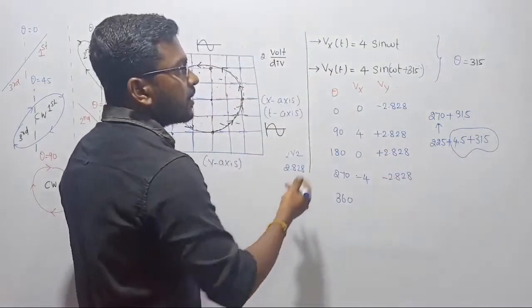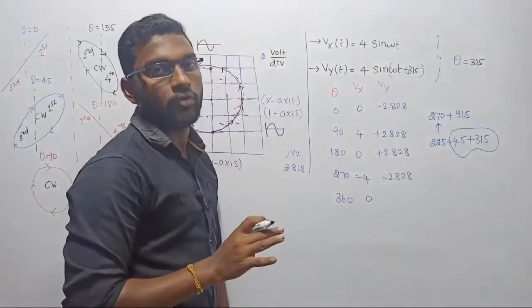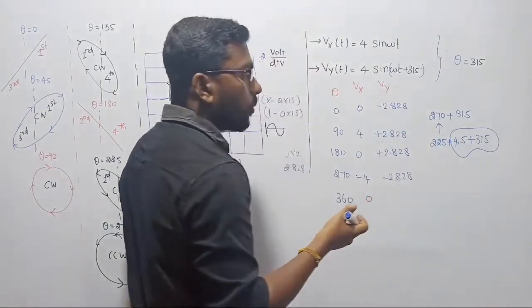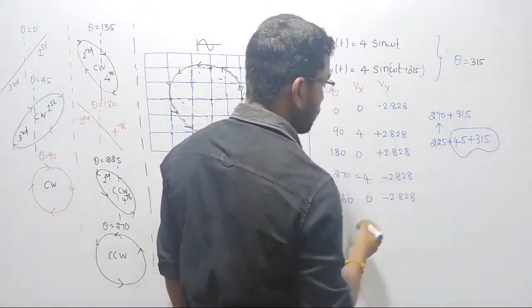At 360, sin 360 is 0 degree. Here 360 plus 315 will become 315. How will you consider 315? Directly, that is equal to minus 1 by root 2. Minus 1 by root 2 into 4 will give you once again minus 2.828 only.